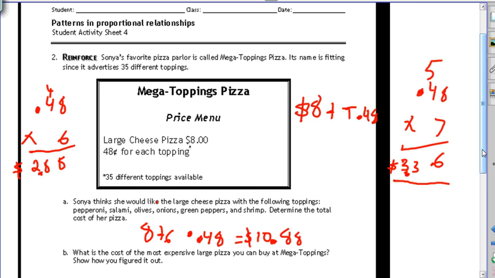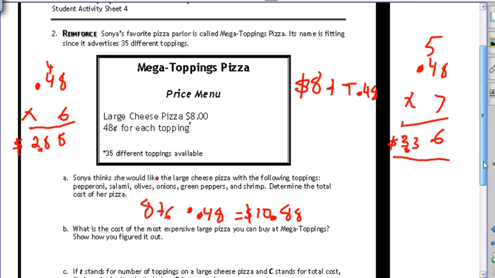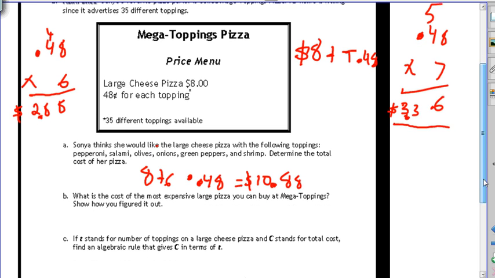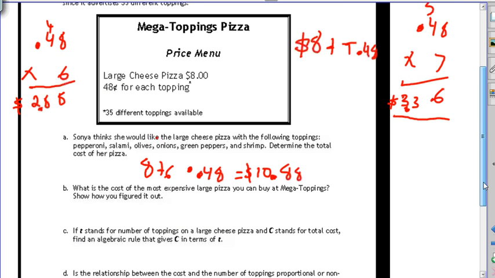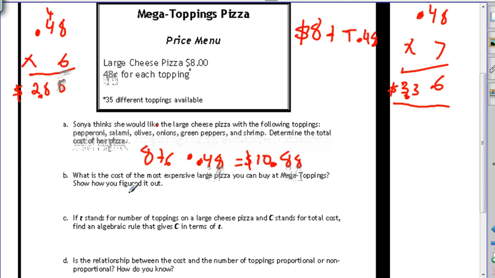All right, part B. Find out the cost of the most expensive pizza you can buy at Mega Toppings. Show how you figured it out. Guys, what I need you to do is 8 plus, how many toppings can you buy? It's going to be 35 toppings, right? There's 35 toppings. That's the most, that's all the toppings. And you're going to multiply it by what? You'll multiply it by 48 cents.